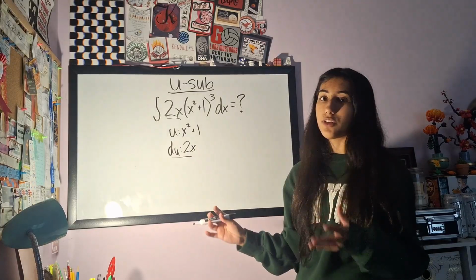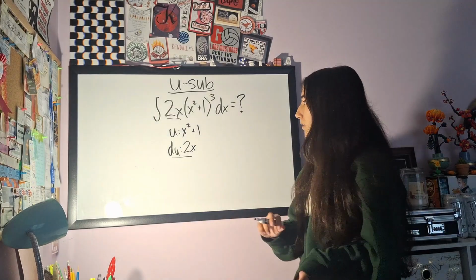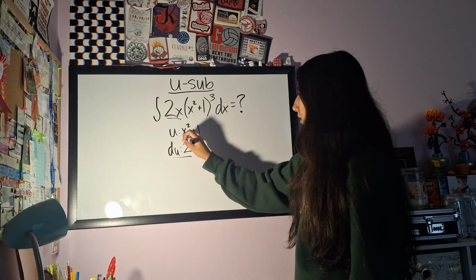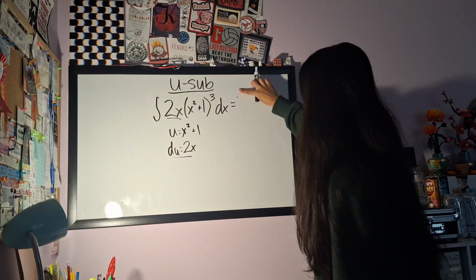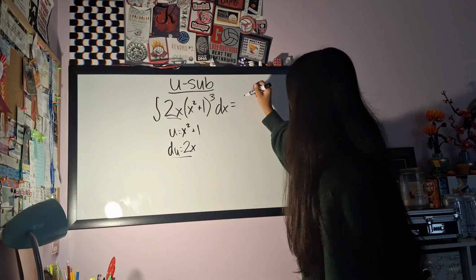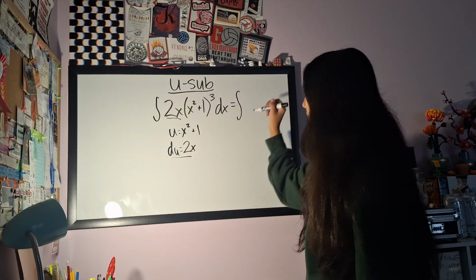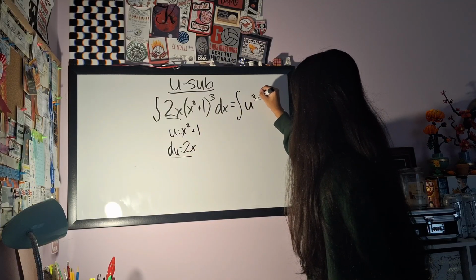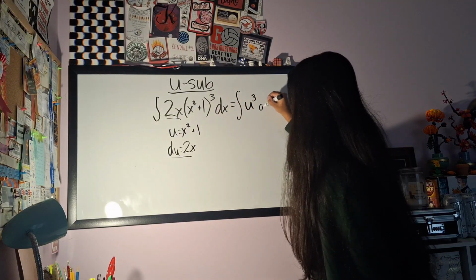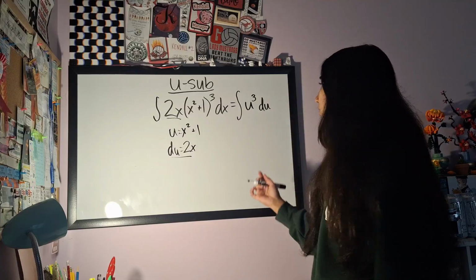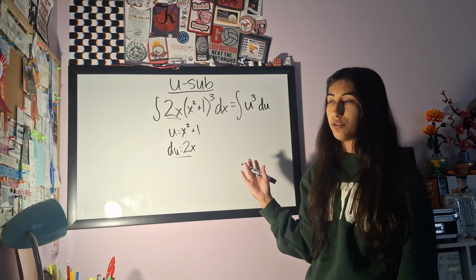So essentially what we're trying to do is rewrite the equation to make it simpler to integrate. So plugging in our values here, where we have these equal each other, we can rewrite this equation to be the integral of u to the third, and here's where that power comes back in, times du. So now we've rewritten the integral to something much simpler to solve.